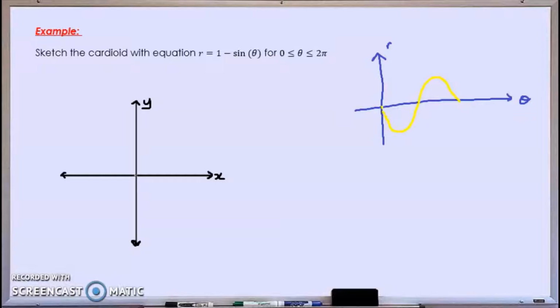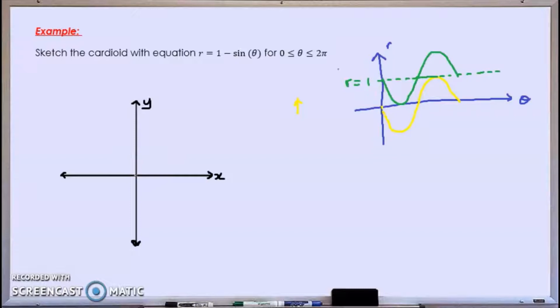something like that. And then it's lifted up 1, which means our midline is going to be at a value of 1, r equals 1, and then I'm going to translate this up. So it'll end up looking something like that. And it means that now I can use my green line to sketch from here.